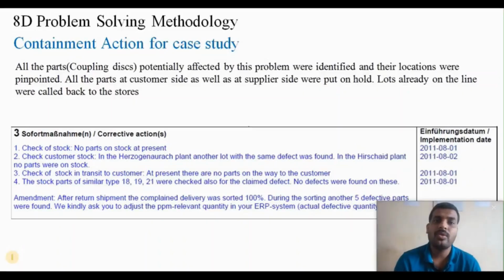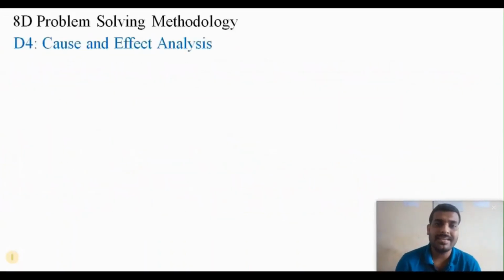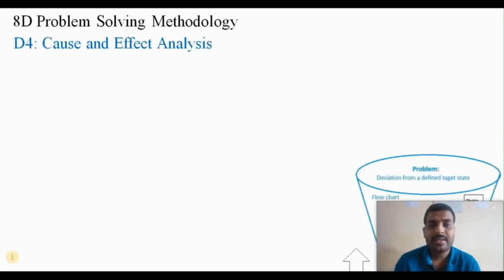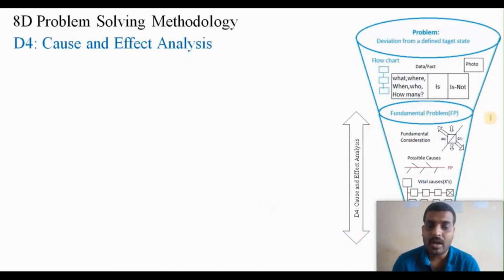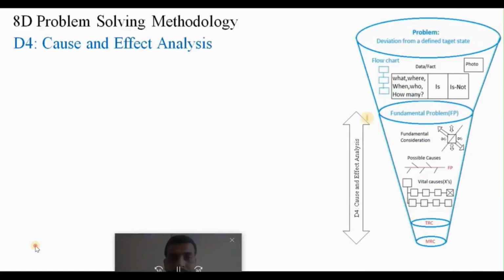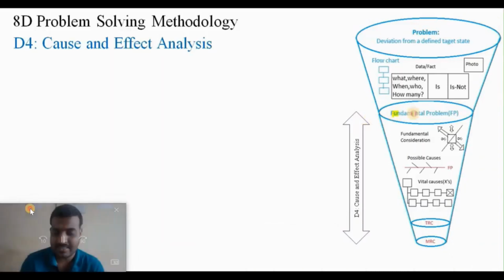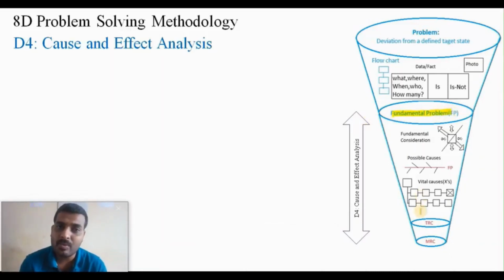Okay, now we will move ahead to D4, that is cause and effect analysis. Here you can see the funnel diagram, how we have converted this fundamental problem to the technical root cause and managerial root cause. With the help of these fundamental considerations and brainstorming, we have developed some possible causes, and through those possible causes, with the help of Why-Why analysis, we came to the technical root cause.